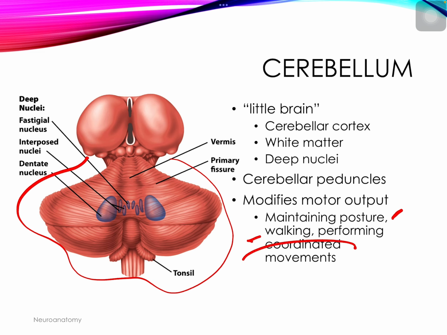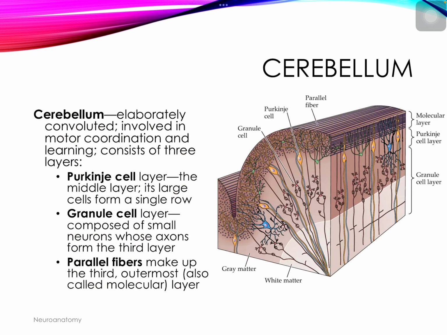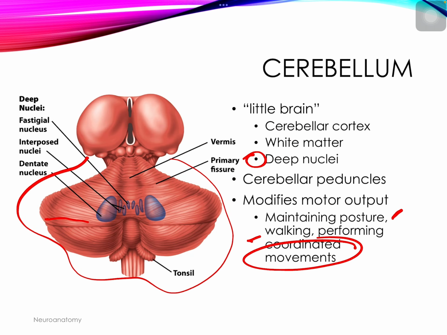Of course, it is posture and walking and things like that. But these coordinated movements and more fine motor movements are really important features of the cerebellum. And so with these really deep nuclei, you're going to see that the way the cerebellum is constructed with the different kinds of neurons is a really interesting and different kind of setup.